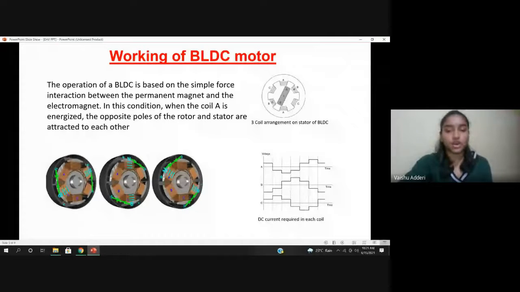A feature of this BLDC motor is that the torque will reduce as the speed increases. The rotating magnet will generate a back EMF in the coil which is approaching. This back EMF will be proportional to the speed of the rotation and will reduce the current flowing in the coil. The reduced current will reduce the magnetic strength, hence the torque. The DC current required in each coil is shown in the graph.